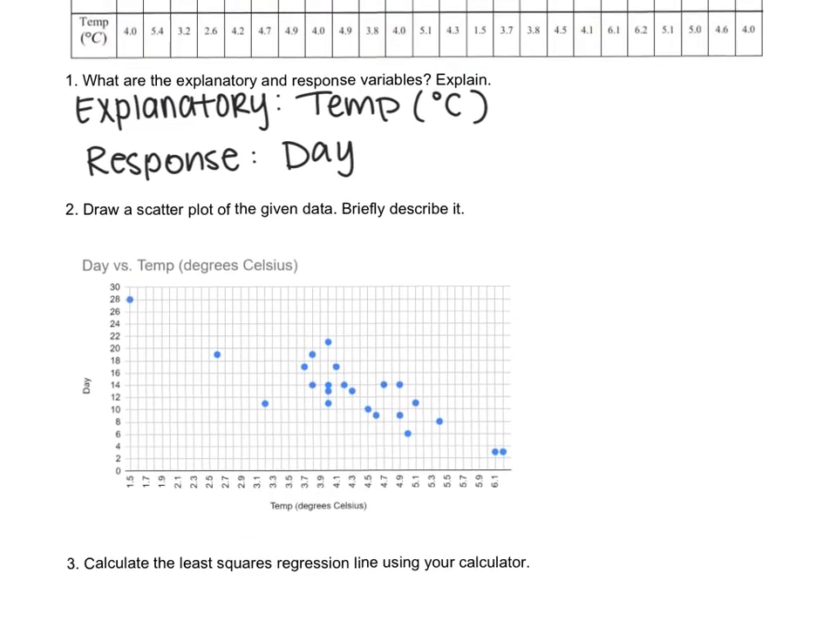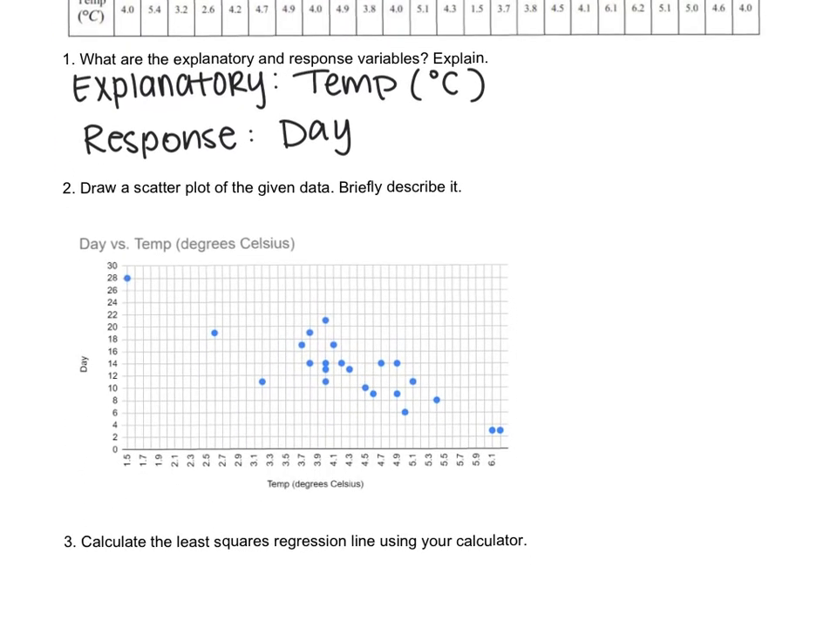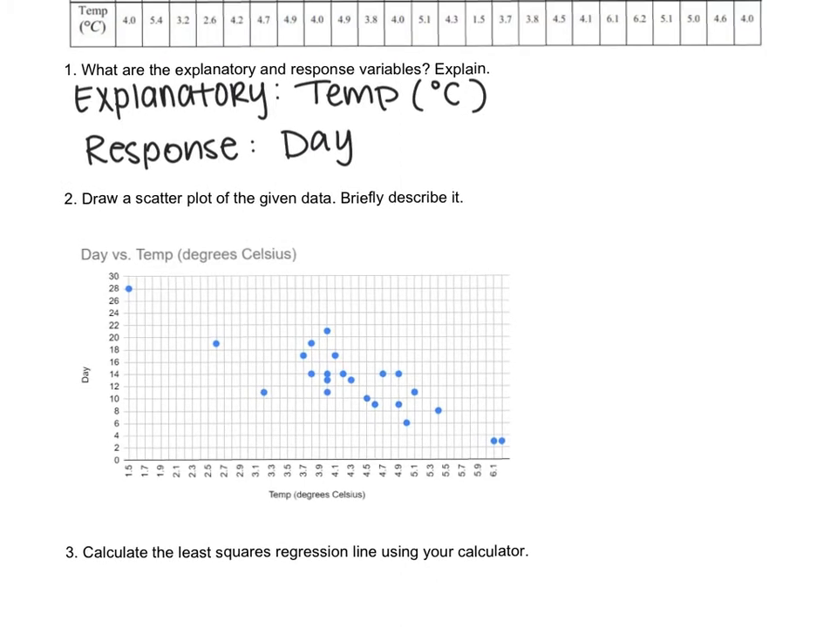Okay. The next thing I did is I created a scatter plot using Sheets because it was a whole lot easier to organize the data and it looks a lot neater. So along the bottom, I have my temperature in degrees Celsius. And then along the side, we have the day that it first appeared. So I want to describe it. So I want to look at my scatter plot and see what I can already interpret. So if I look, I can see that this is a negative relationship.